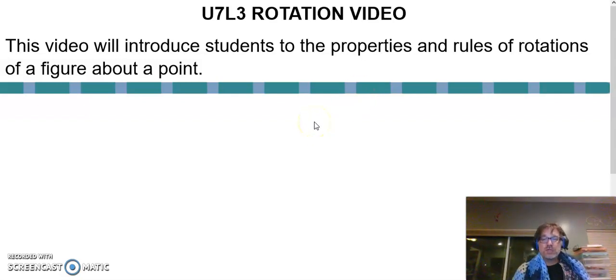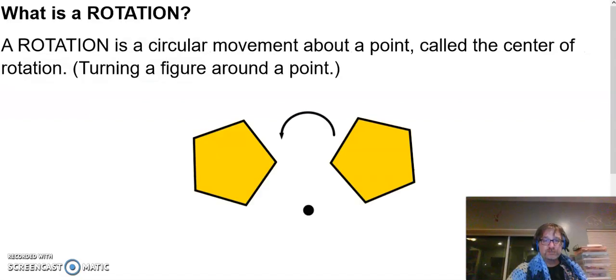So we're going to talk about the properties of rotations and the rules for some of our more common rotations in this video. So what is a rotation? A rotation, simply put, you can figure it out. A rotation is a turn. Rotate is to turn. It's a circular movement about a point, and that point is called my center of rotation. We are going to turn a figure around a point. Once again, a rotation is an isometry.